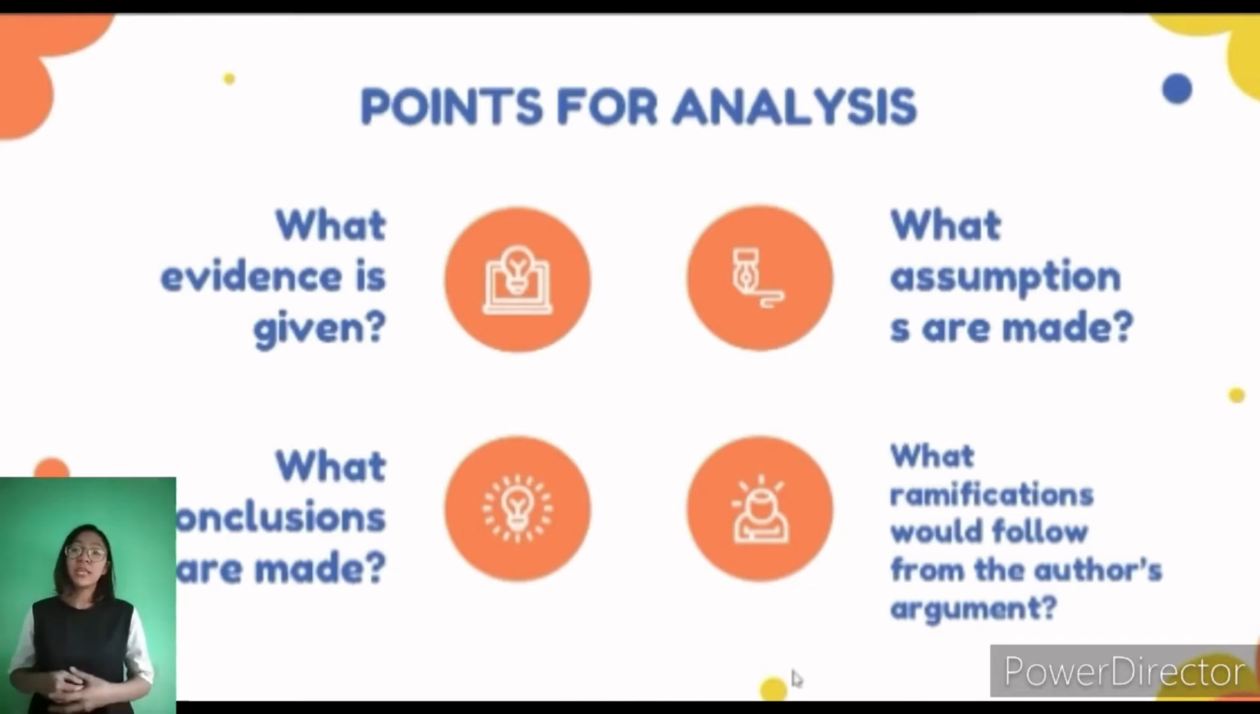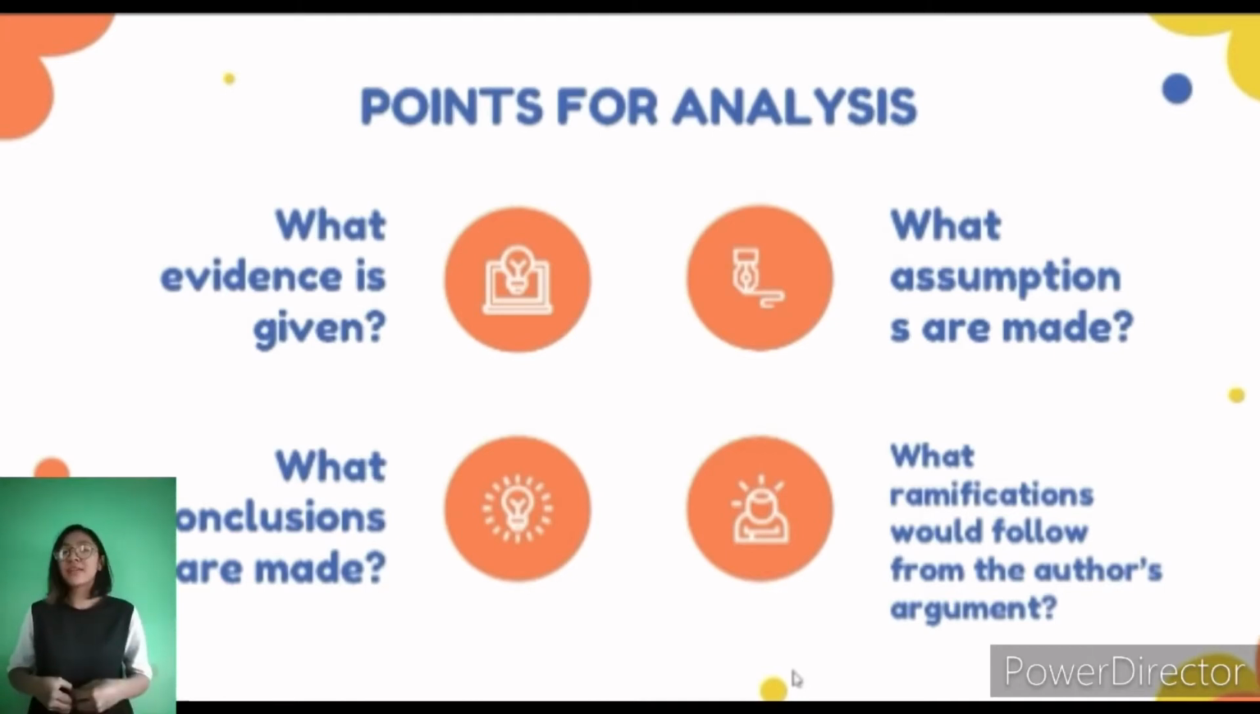1 is what evidence is given. There are 3 categories of evidence that are essential to gain the audience's confidence in the author's assertions. These categories are fact, judgment, and testimony. 2, what conclusions are made. This is the endpoint reached by a line of reasoning.